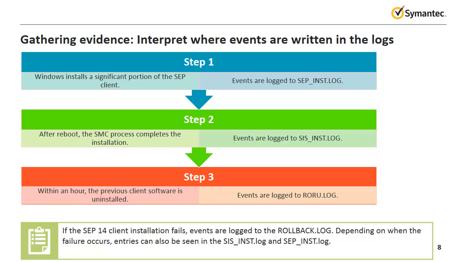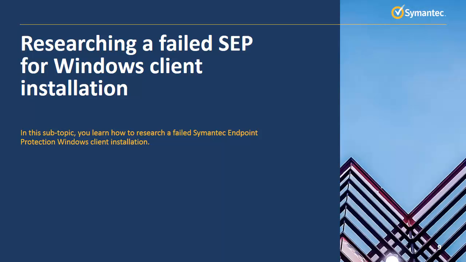Within an hour after SEP 14 installs, a separate routine removes the previous SEP client. Roru.log logs these events. If the SEP 14 client install fails and rolls back, the rollback log is generated. Windows Event Viewer may also record events on whether the Symantec Endpoint Protection installation was successful. You'll see entries created at the beginning, during, and at the end of setup.